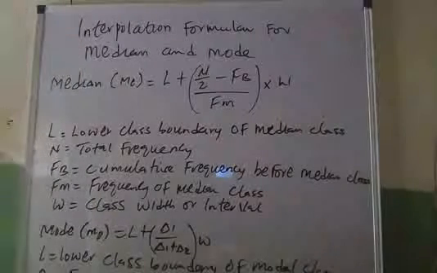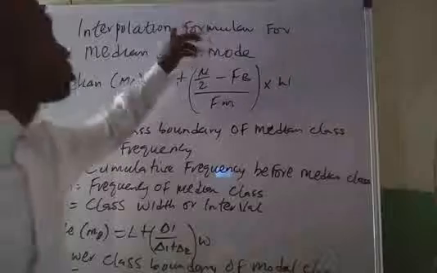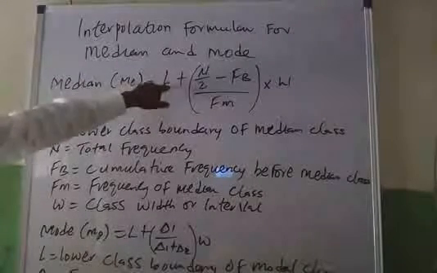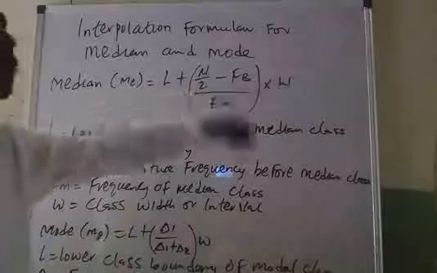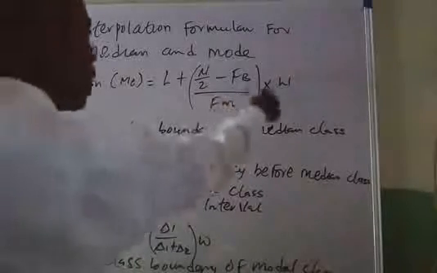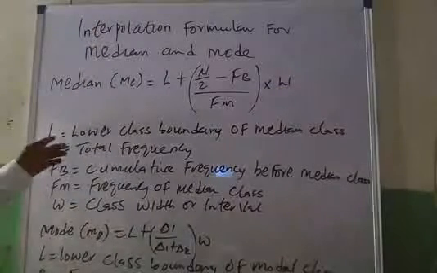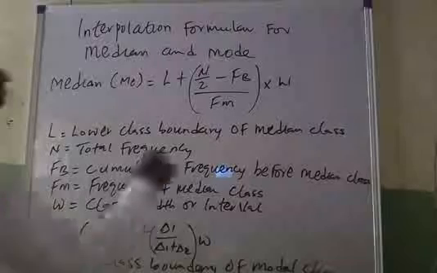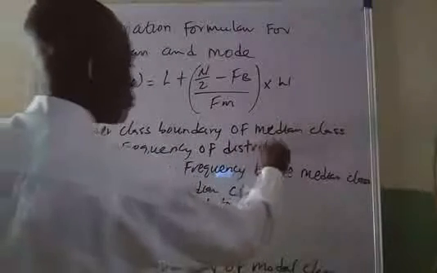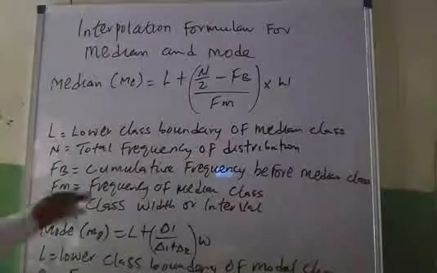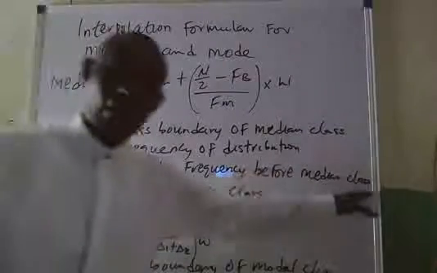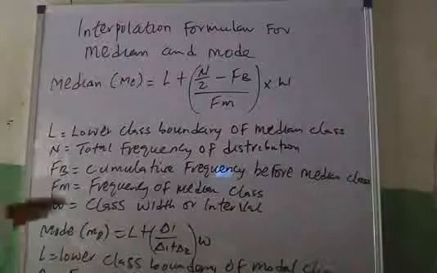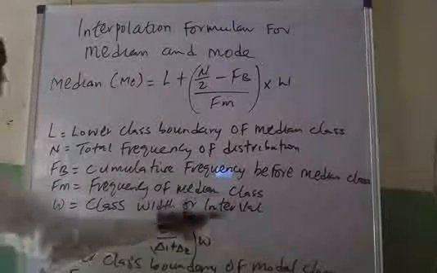Now we are going to be looking at how to find mode and median from what we call the interpolation formula. For median, we say it's L plus (N over 2 minus Fb) over Fm times W. Each of them has meanings. L is the lower class boundary of the median class. N is the total frequency of the distribution. Fb is the cumulative frequency of all the classes before the median class. Fm is the frequency of the median class. W is your class width or class interval.